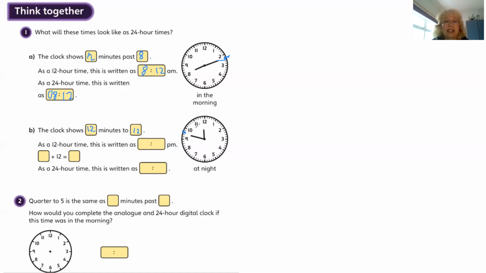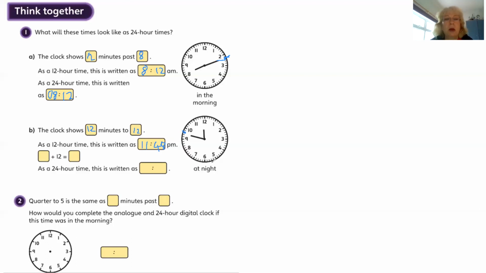So we know it's 11. The hour hand is 11. And let's look at how many minutes past. So that's half of the clock. So that's 30, 35, 40, 45, 46, 47, 48. So that's 11:48 p.m. and that tells me it's at night time.